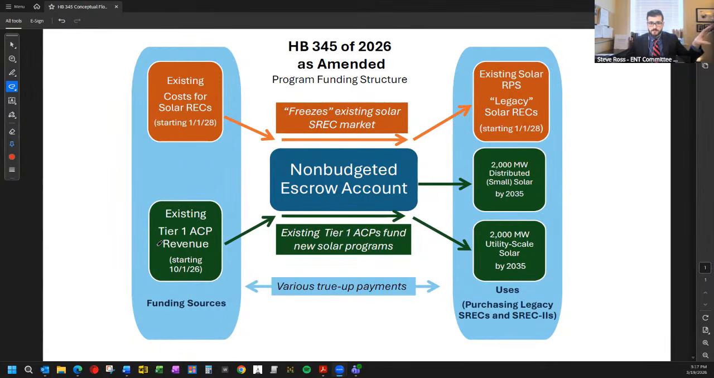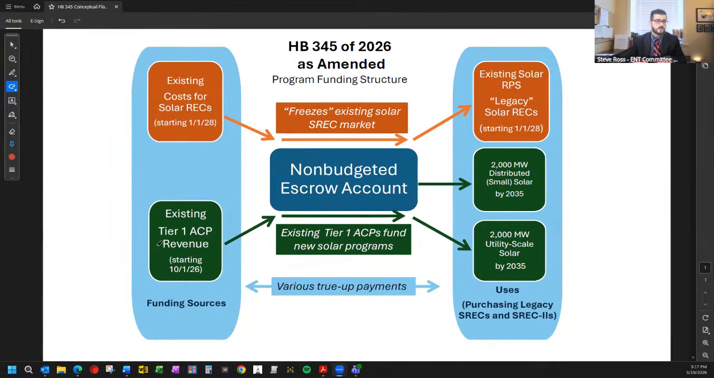Rather than it going into CEF, it gets moved to an escrow account instead, so it stays out of the budget process, so it can't be transferred for general fund purposes or any other purpose. It diverts before it gets to the state budget to the escrow account, and then it funds the utility scale and the distributed solar scale. It is set up in such a way that it can only fund what the money is there to do, so it can't overspend. Basically, the money controls the amount of the programs, and if you can't get enough of the programs with the money you have, you don't go any further.